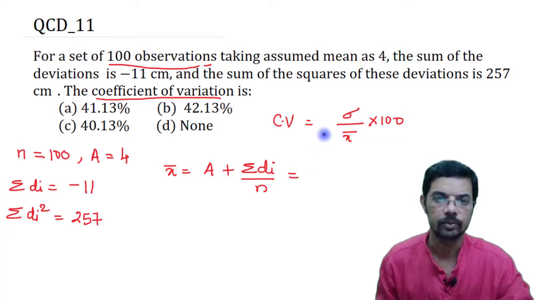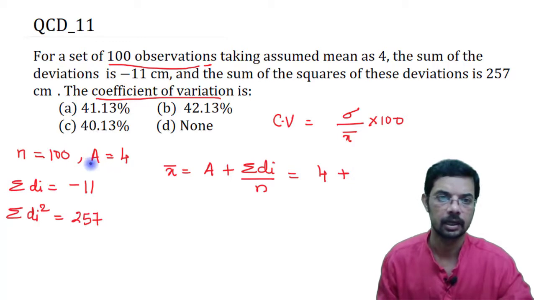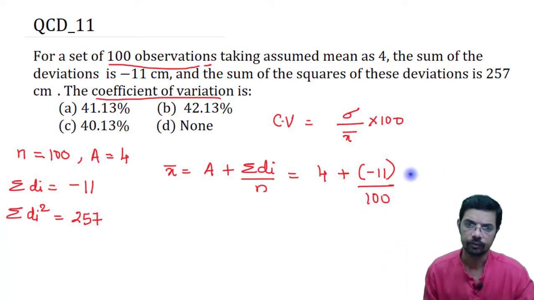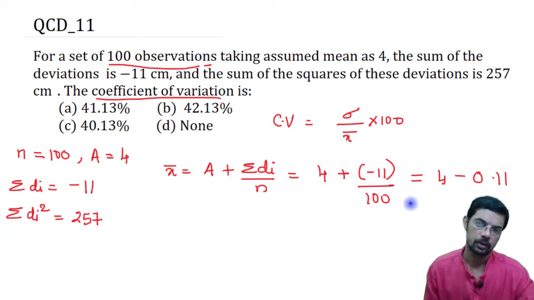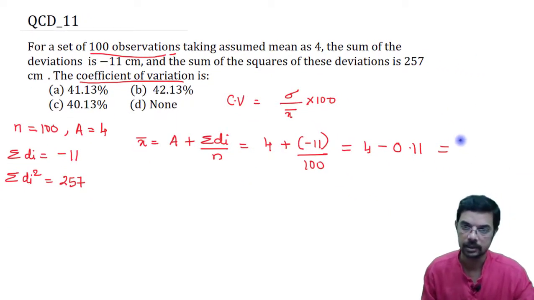This gives A equal to 4 as given, plus sigma di equal to minus 11, divided by 100. So finally we have 4 minus 11 by 100, that is 4 minus 0.11, which will be equal to 3.89. This is your x bar.